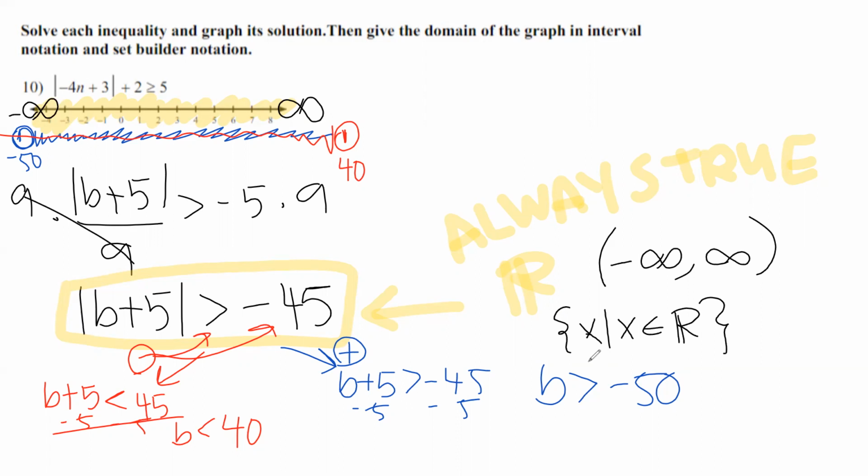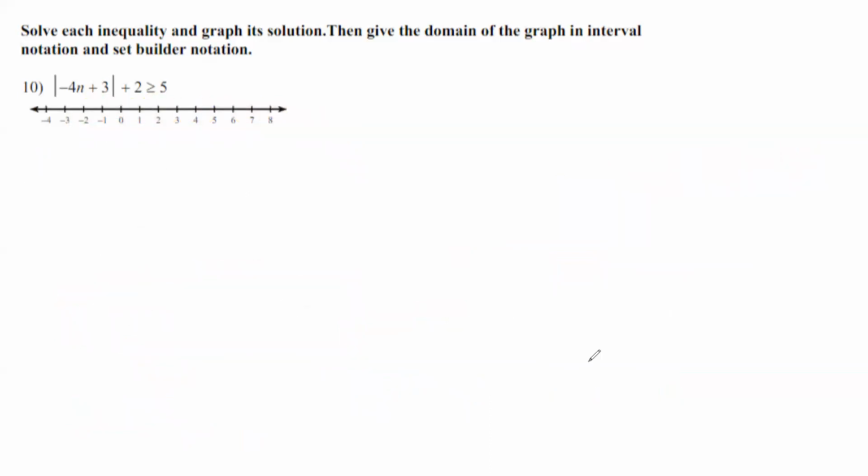So the last two examples have been pretty tricky. We've got to be careful and watch out. Once we isolate our absolute value, is that going to give us a statement that's always true? Then it's all real numbers. If it's never true, then it's no solution. Let's try our last problem and see what we get. So number 10, the absolute value of -4n plus 3, plus 2 is greater than or equal to 5. Let's go ahead and isolate our absolute value, being careful of what that statement gives us.